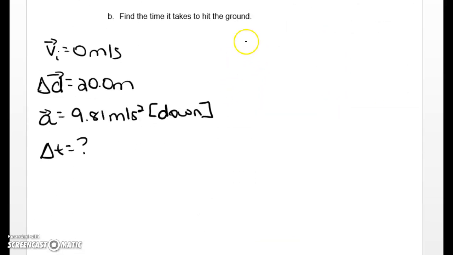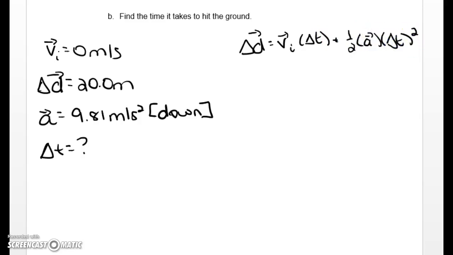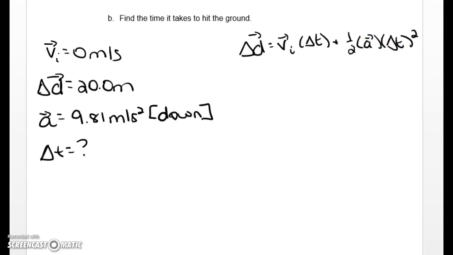So it's going to start by writing out that equation. So it's going to start off with our change in displacement is equal to VI times the change in time plus 1/2 times the acceleration times that change in time squared. So now that I've identified my equation, I'm going to go ahead and put all my information into my equation.